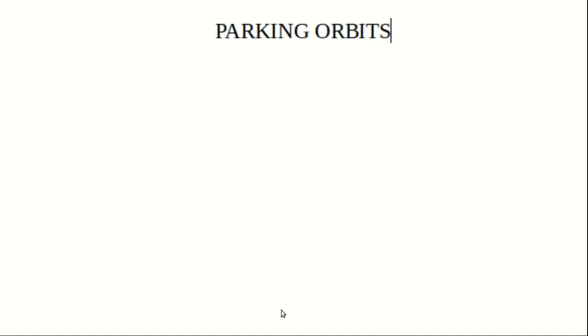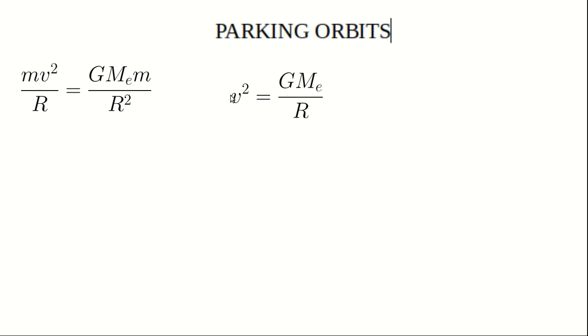Okay, so let's look at parking orbits. First of all, we must know what a parking orbit is. A parking orbit is a situation whereby a satellite in an orbit has the same period as that of the Earth, right? So in that case, we have this formula. We still make use of this formula, mv squared all over r equals GM_e m over r squared, right? So we can make our v the subject of the formula, v squared equals this expression.